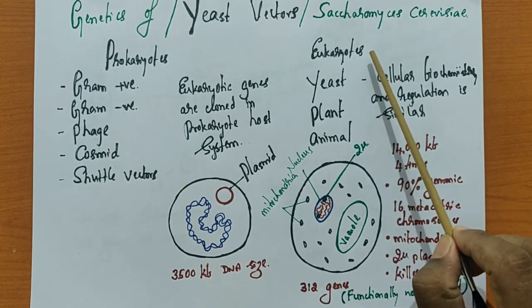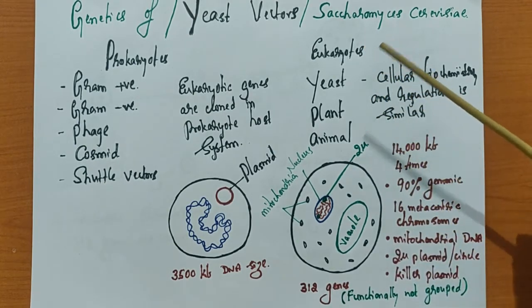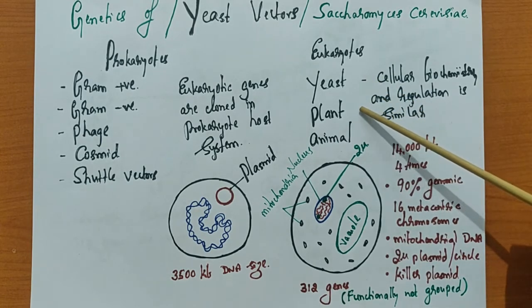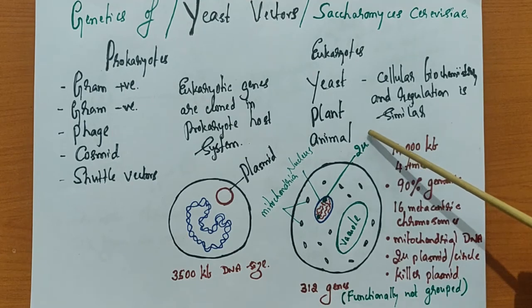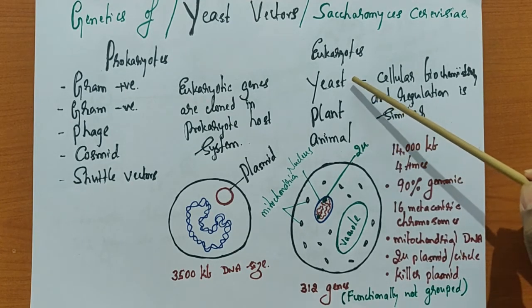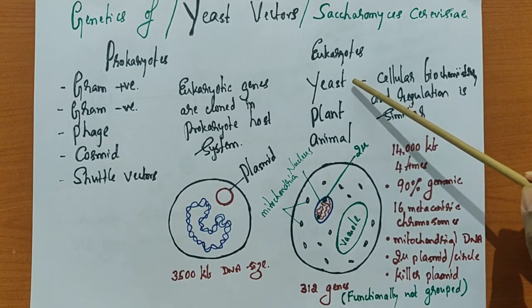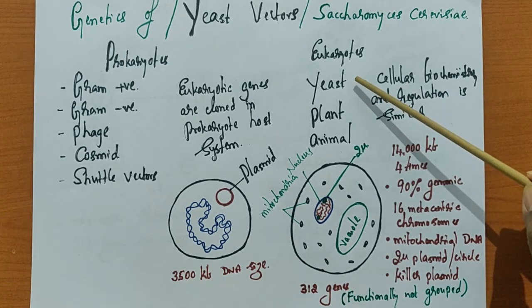In the eukaryotic system, we will study systematically first the vectors for the yeast system, followed by the vectors for plants, and another one for animals. We have extensively studied yeast principally because yeast is a single cell organism.